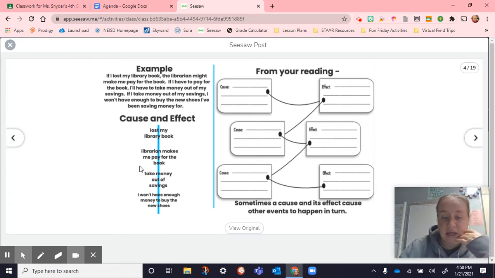The new cause is I can't talk. That caused me, sorry, to take money out of my savings. What was the effect of that? I don't have enough money now to buy shoes.